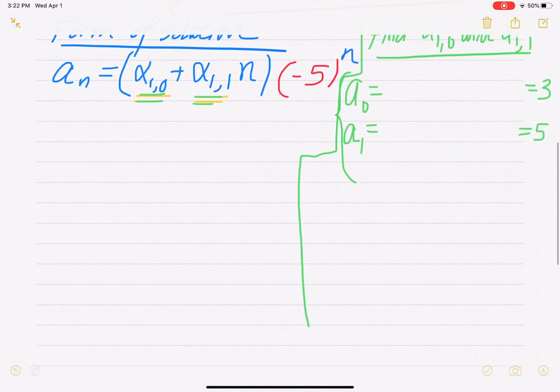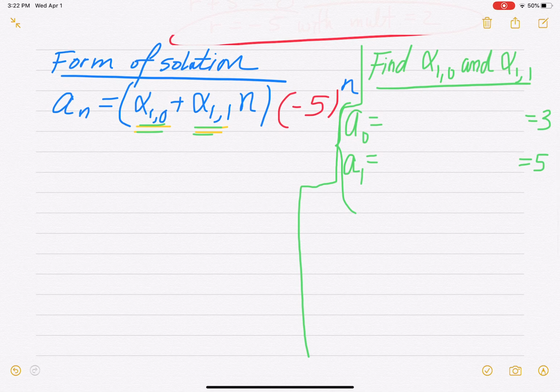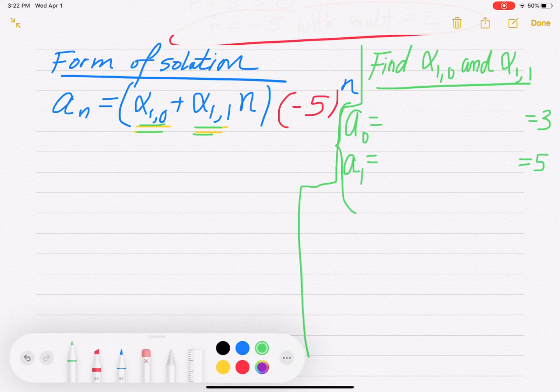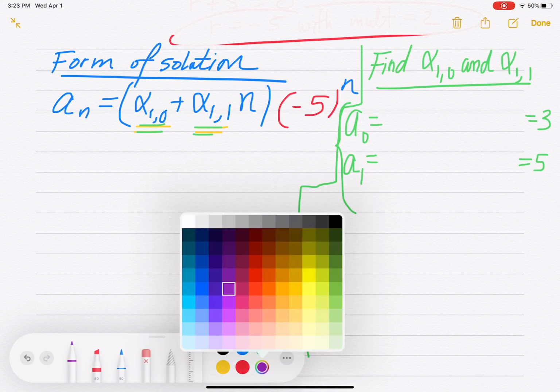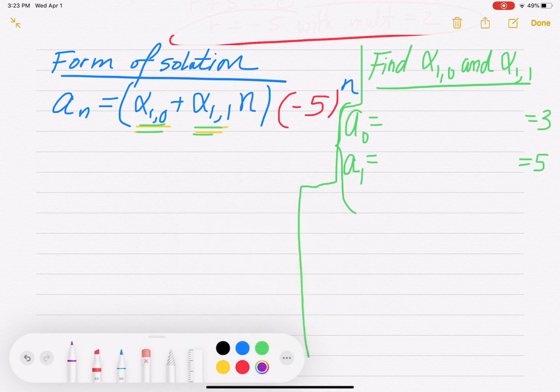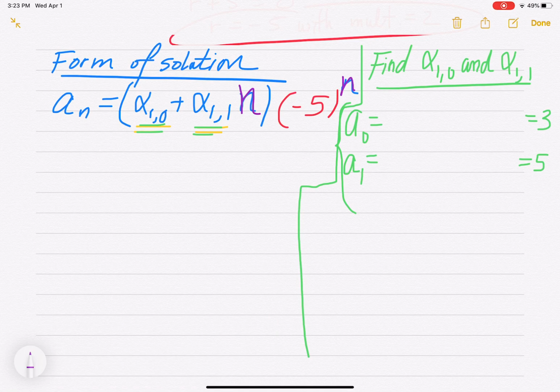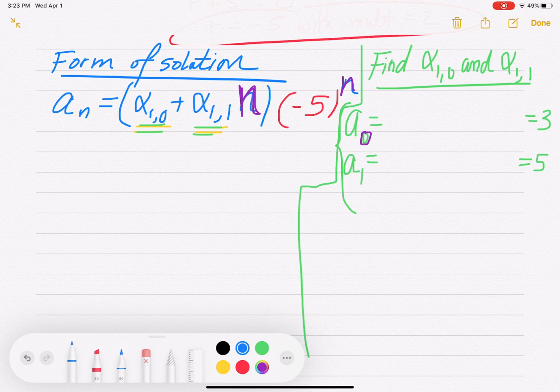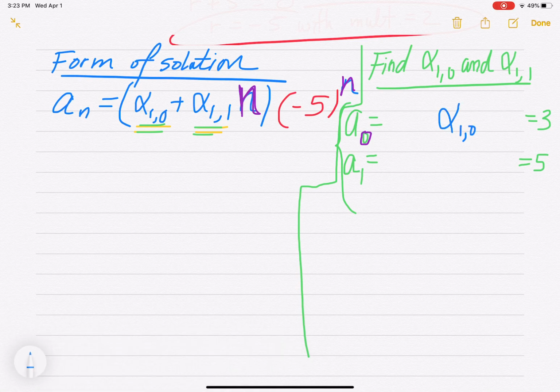All right, so how am I going to do this? Basically, I go back to my form, and in place of the n's, I'm going to put a 0. When I put a 0 after alpha_{1,1}, that's just going to zero out. When I put a 0 above negative 5, I'm going to get just 1. So all that's going to be left is alpha_{1,0}, so alpha_{1,0} is 3.